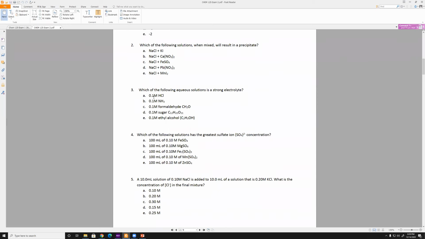What about number 3? Strong electrolyte, weak electrolyte, all that stuff. So strong electrolyte is going to be strong acid, strong base, ionic salt. So out of those, which one is it? A, nice, good. HCl, hydrochloric acid.